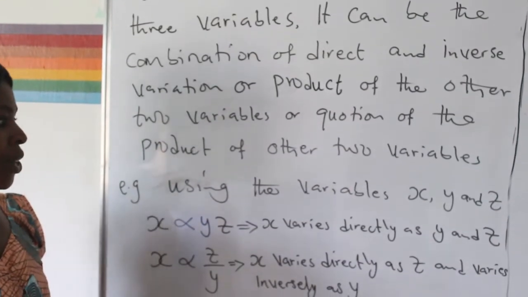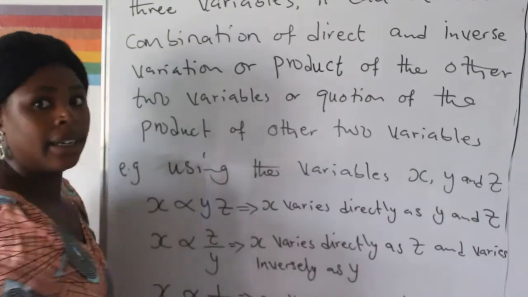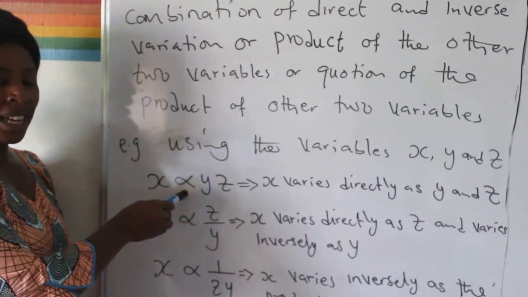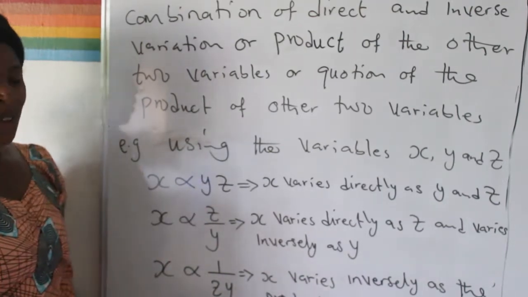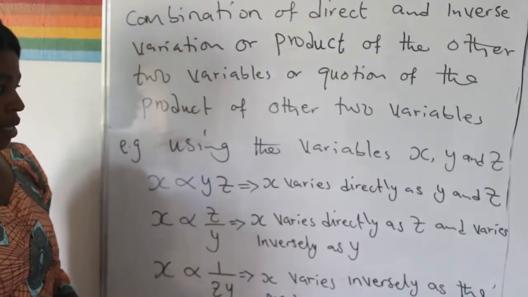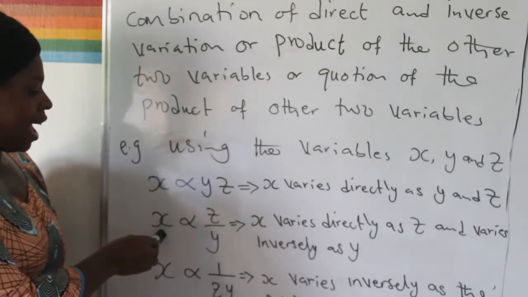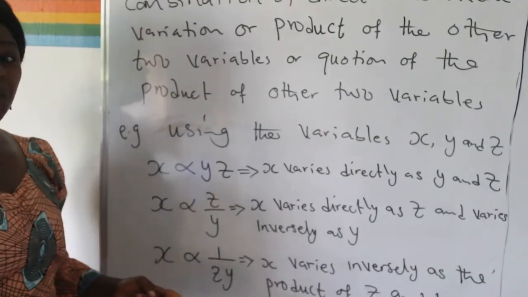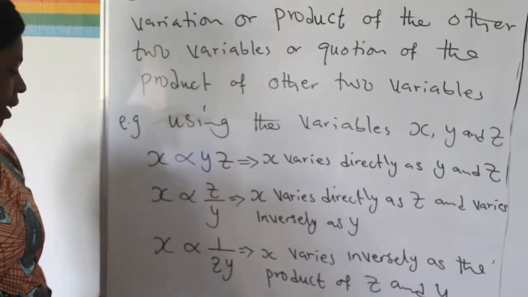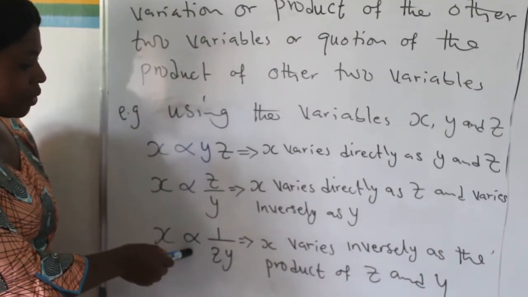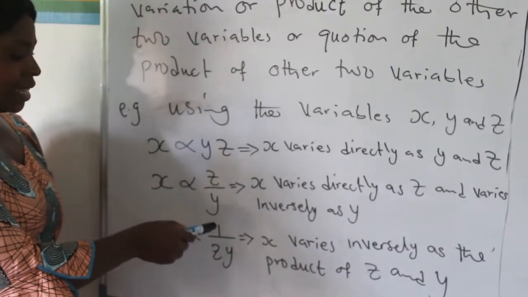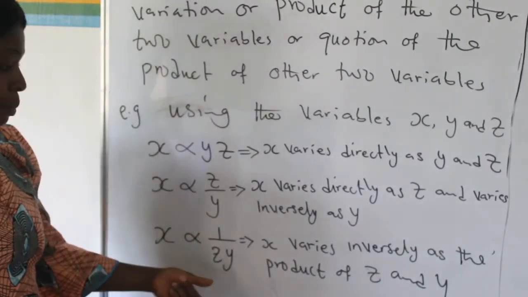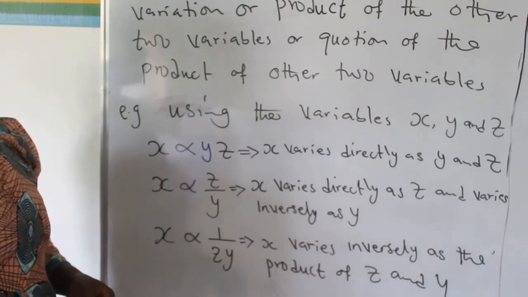Let's take an instance using these 3 variables, x, y, and z. What I have on the board here is x varies directly as y and z. You can see it's the product of the other 2 quantities. The second one, x varies directly as z and inversely as y, which is the combination of direct and inverse variation. The third one here is x varies inversely as the product of z and y. That is the quotient of the product of these other 2 variables.